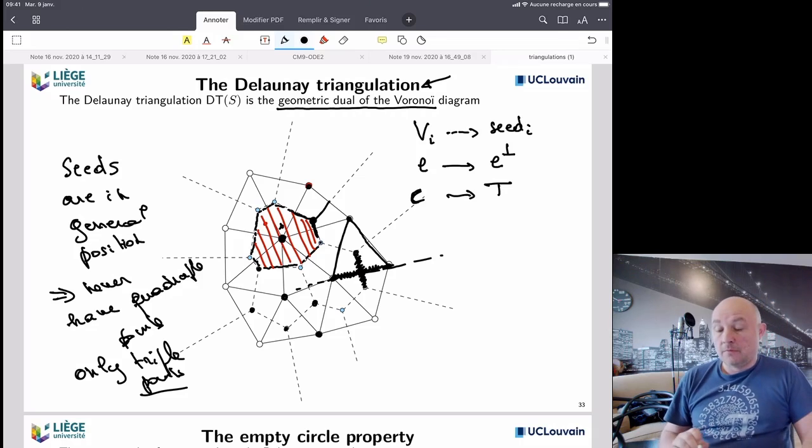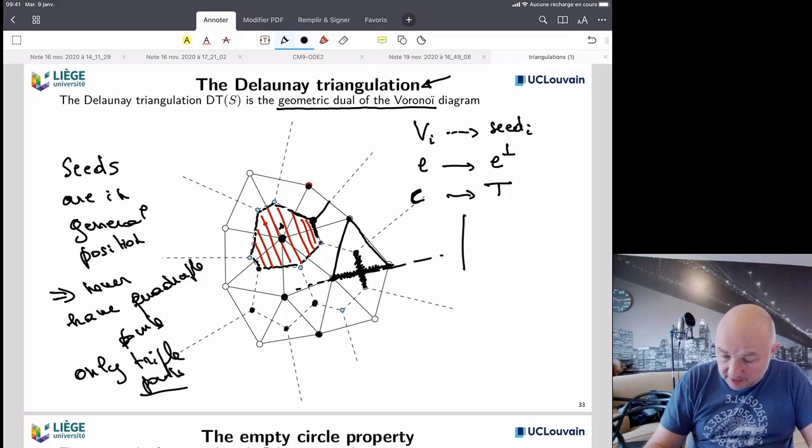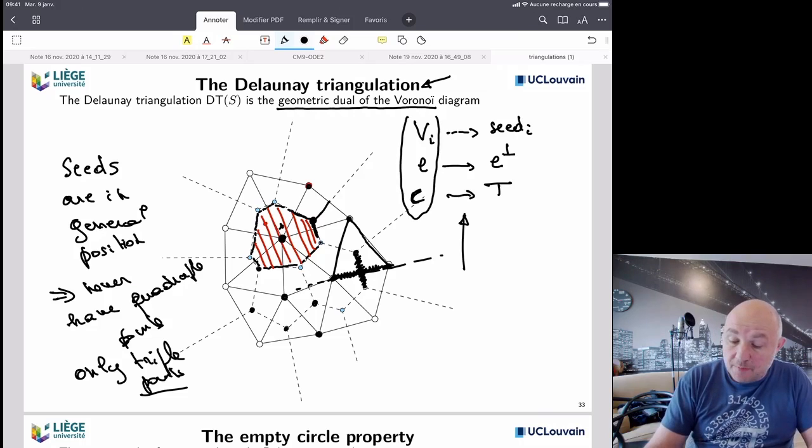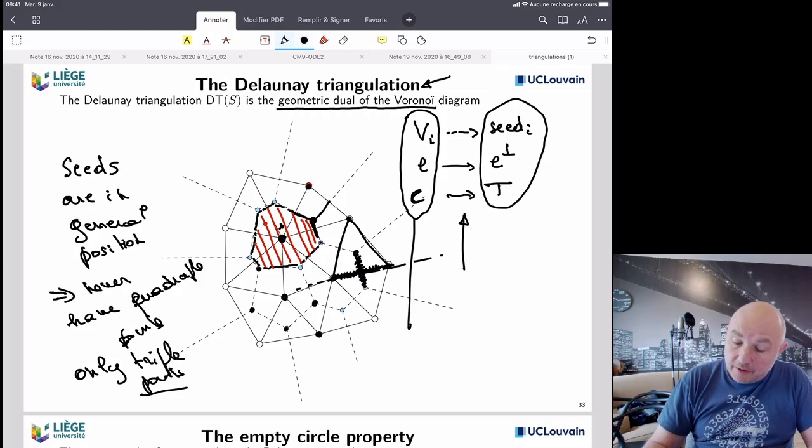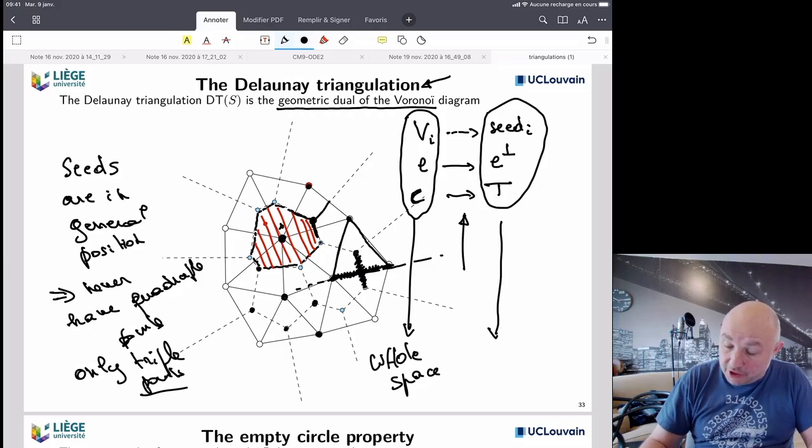So you see, this thing is what I call the geometrical dual. So to a Voronoi diagram corresponds a triangulation. So the Voronoi diagram fills the whole space, and this triangulation fills the convex hull of the seeds.